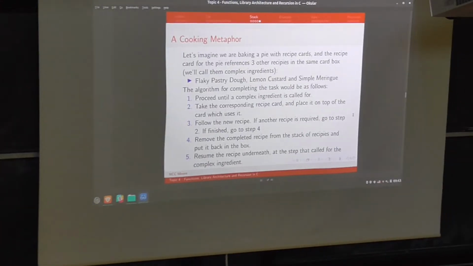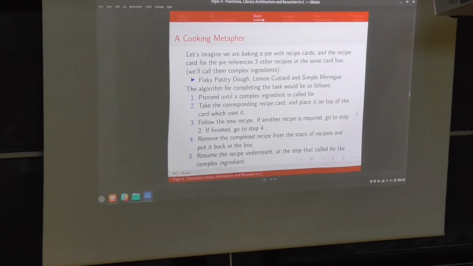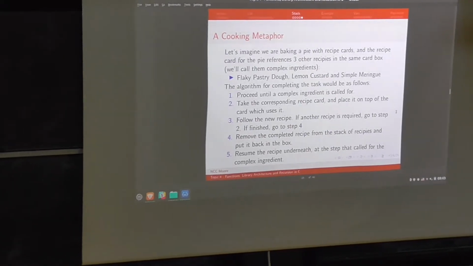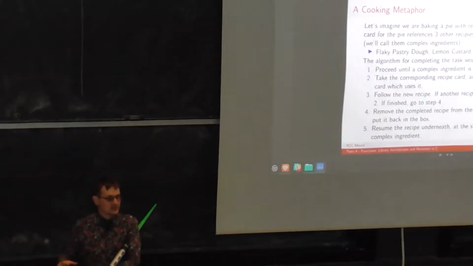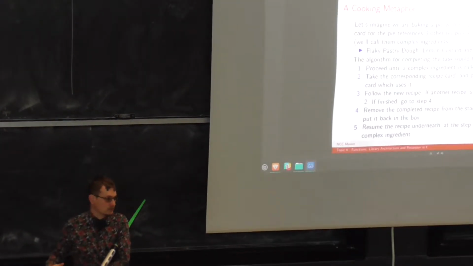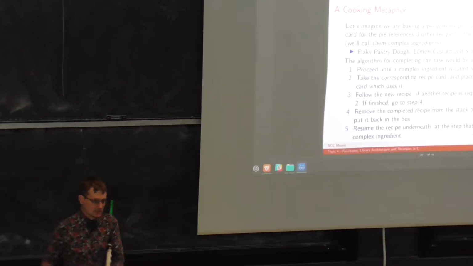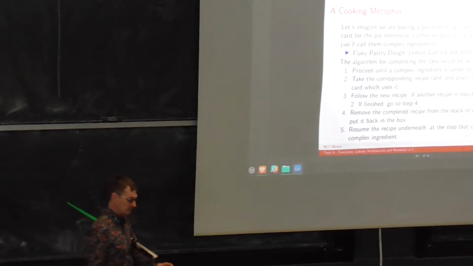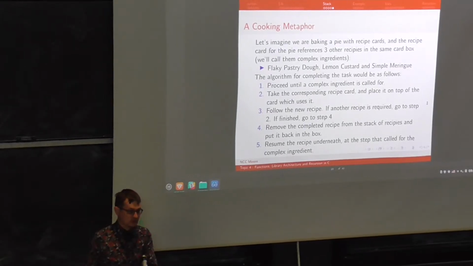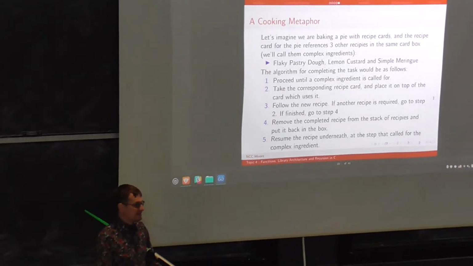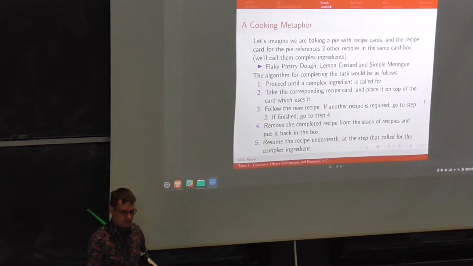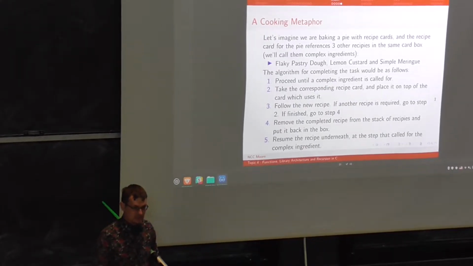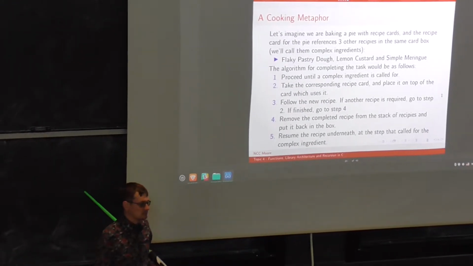In this metaphor, complex ingredients are, of course, functions. The recipe cards themselves are the definitions of the functions that are stored in RAM. So the computer will bring out the instructions corresponding to that function when that function is called for, follow those instructions until that terminates, then put it back, right?